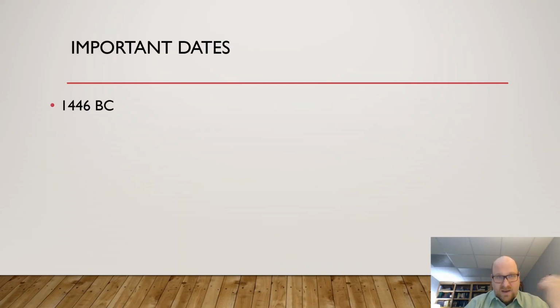Important dates. 1446. I didn't put the date for the creation. The dates aren't provided for us in the Old Testament, although some people say they are. I thought I'd start with something that's not really debated. The biblical date for the Exodus is 1446 BC. So about 3,500 years ago, the Israelites were in Egypt, and Moses led them out.